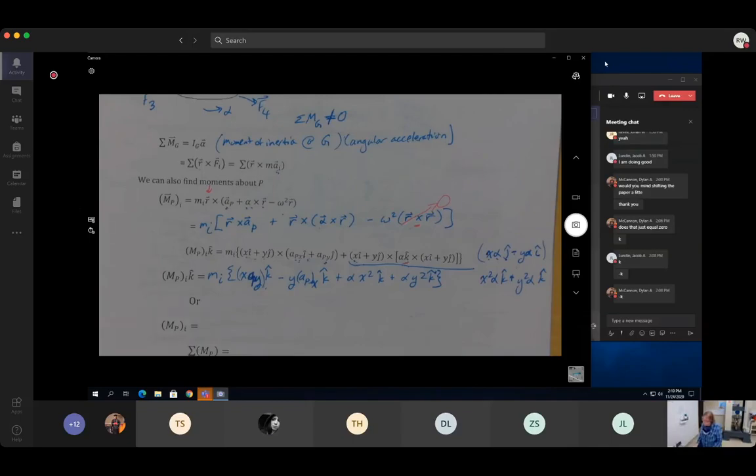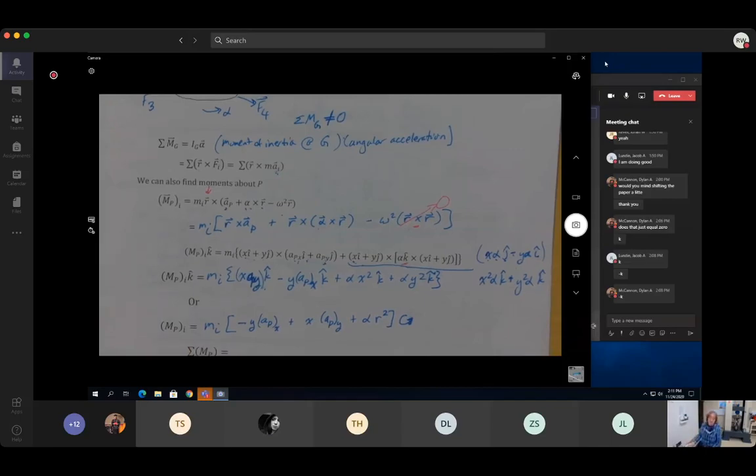Okay. And so we can simplify this a little bit further and say m sub i times negative y times acceleration of point P in the x direction plus x times a sub P in the y direction plus alpha r squared, and this will be in the k hat direction, which we can also just write as a counterclockwise arrow.